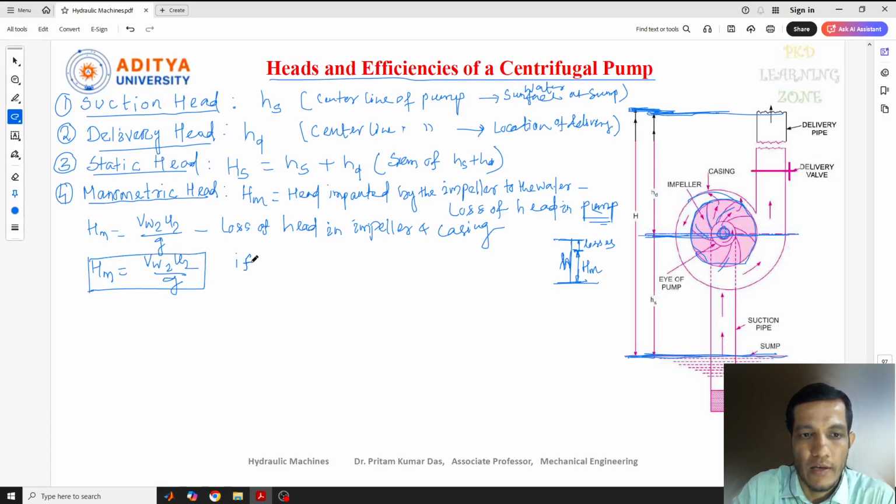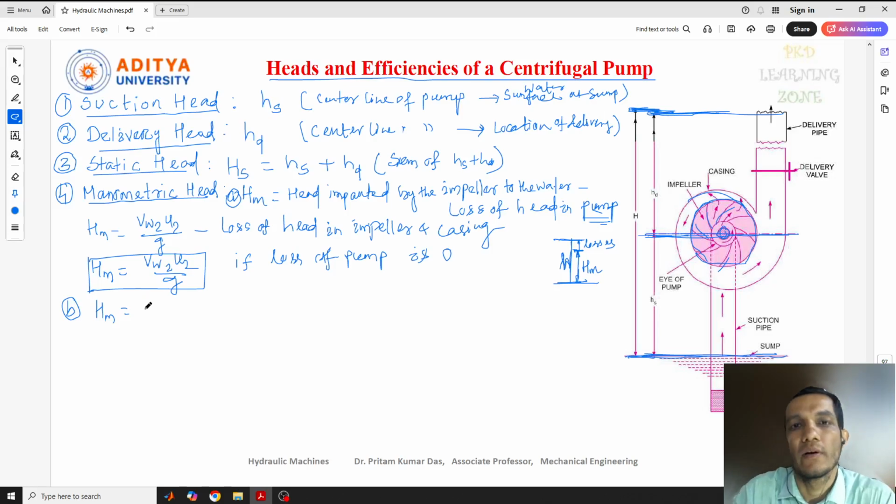If the loss in the pump is negligible or 0, then we need to consider this formula, and this loss term will not be considered. So this is one category. The second one: HM, you can write the total head. This is at the inlet condition, suppose, if you consider. Now we can write the total head at the outlet of the pump, in the sense at this point, like total delivery, we can say.